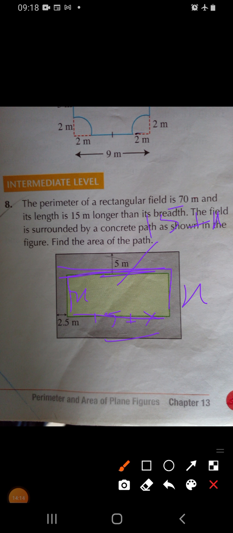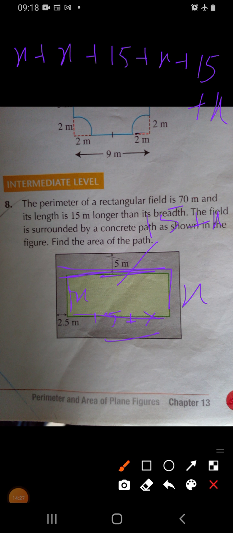So if we add all of them together, that's going to become x plus x, 2 breadths, then 15 plus x plus 15 plus x. They all are equal to 70 meter. And why are they equal to 70 meter?